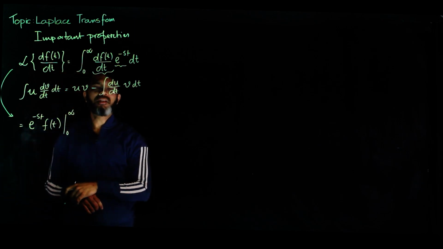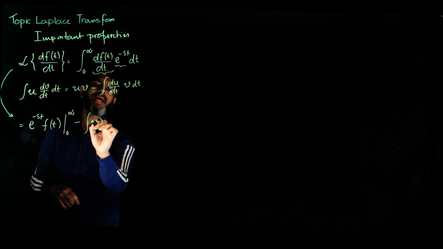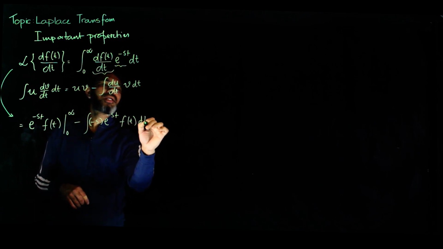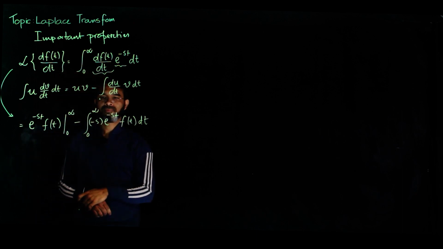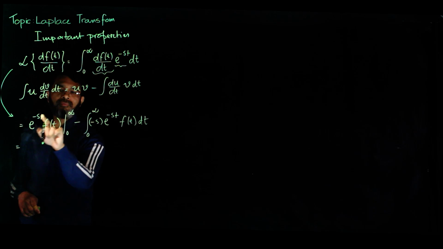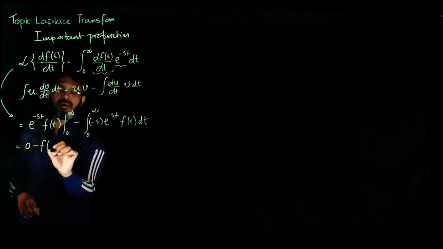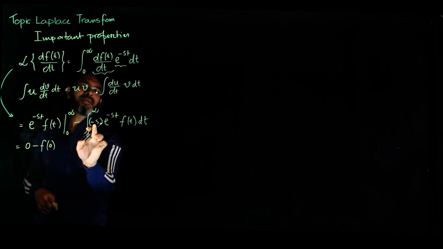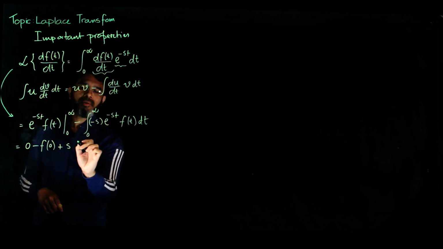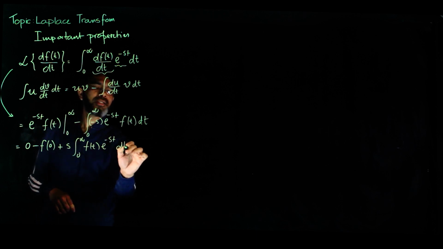evaluated between 0 and infinity, negative integration of du/dt, so u becoming this, we'll have negative s e to the minus st, and v is the function itself, f(t) dt, evaluated between 0 and infinity. Now if we evaluate this part, for infinity here it will be 0. So 0 minus, for 0 this part becomes 1 and f(t) becomes f(0). Now for this part, the negative becomes positive, s comes out. If you take this part now, it simply becomes the integral from 0 to infinity of f(t) e to the power negative st dt.